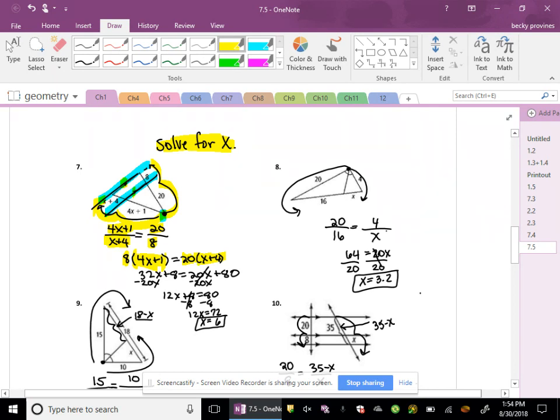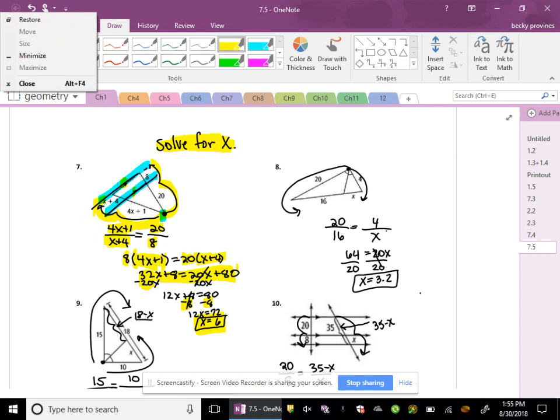So now we're going to distribute. So when I distribute, I get 32x plus 8. And then 20 equals 20x plus 80. Let's start solving. I want to take the 20x to the other side with subtraction. And then I'm going to subtract the 8 over and then divide by 12. So I end up with the answer of 6. So if I went too fast, feel free to pause it and look at it and see if you can do the algebra yourself.